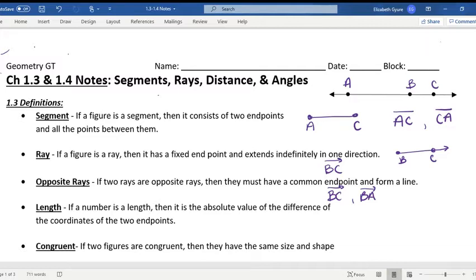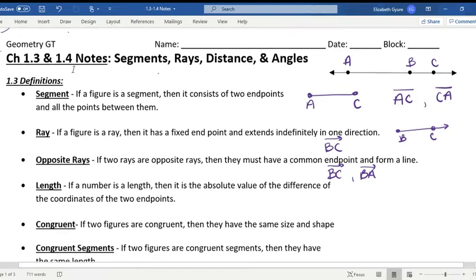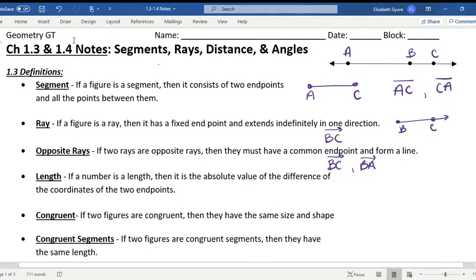And then length. If a number is a length, then it is the absolute value of the difference of the coordinates of the two endpoints. A lot of the time you'll see numerical values assigned to these points, kind of like on a number line, and the length is just the absolute value of the difference. And it has to be absolute value because length is always positive. We can't have a segment that is -5 units long.